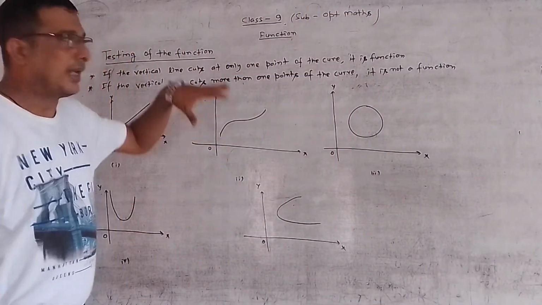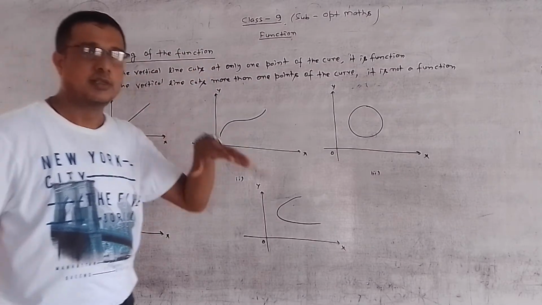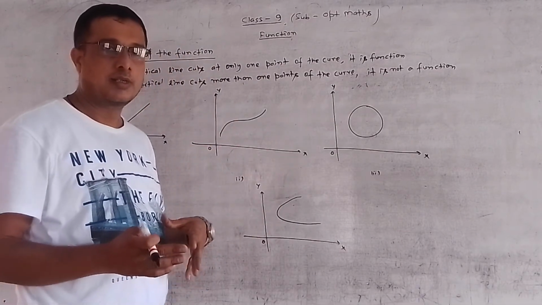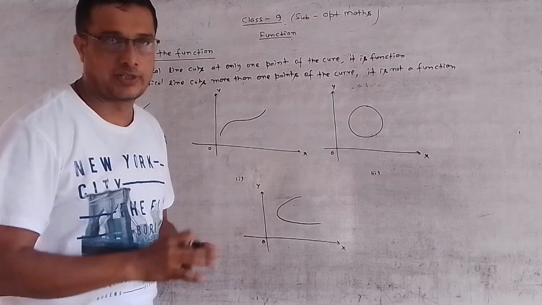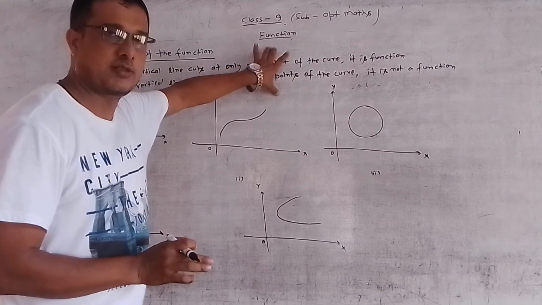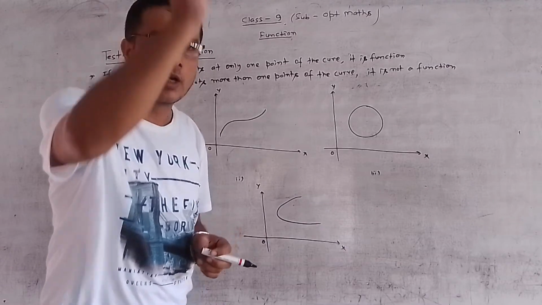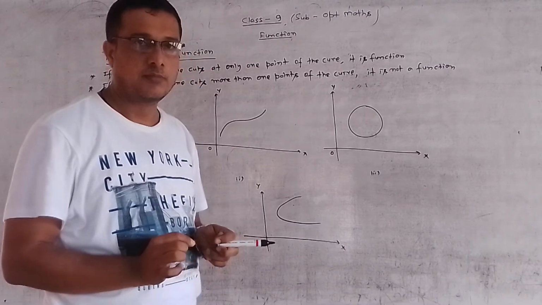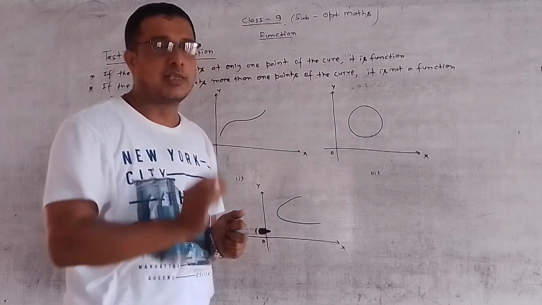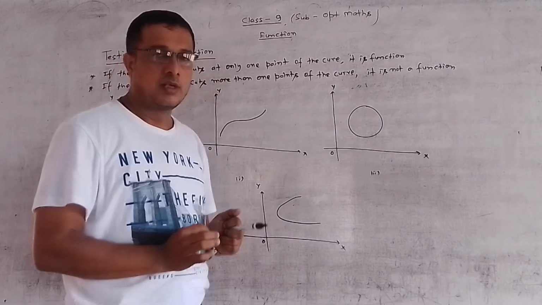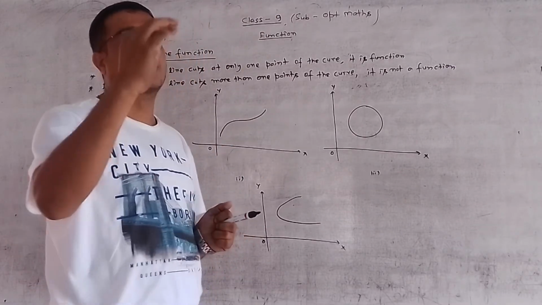Okay. Next topic is testing of a function. Given a curve, is it a function or not? How to define it? How can you say? There are two methods to say whether it is a function or not. First, you draw a vertical line on your curve. If the vertical line intersects at only one point, then the given curve is a function. If it intersects at more than one point, then it is not a function.